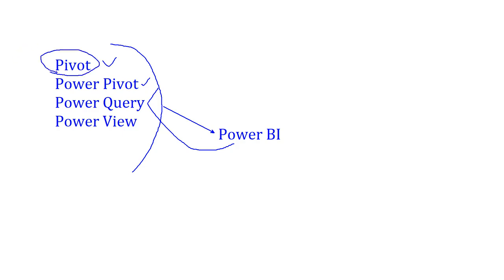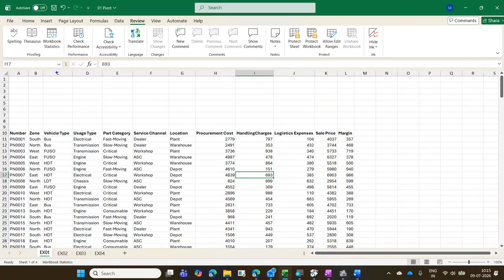Before creating a pivot, you have to know some conditions. Condition number 1, I think most of you would be aware of: no merged cells. Condition number 2: the table should have a heading. Condition number 3: the heading should be unique.